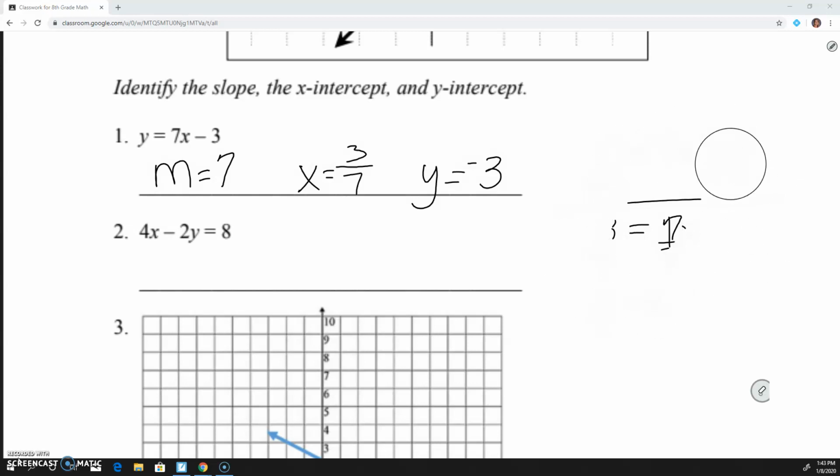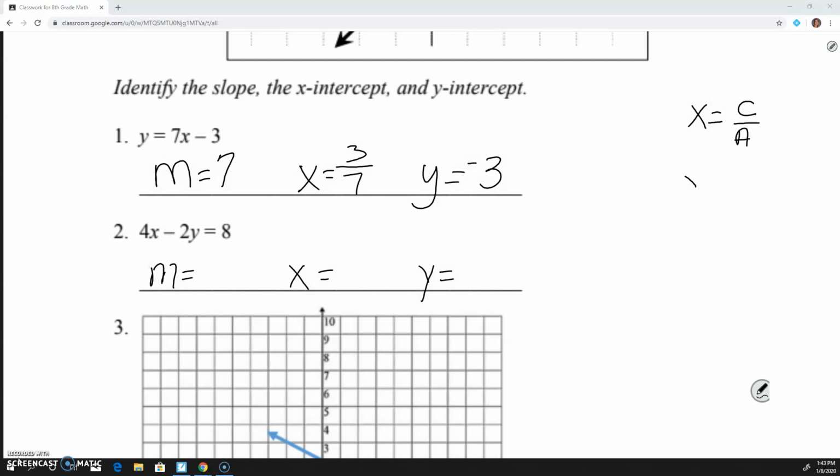Okay, on your next one, I want you to find m, x, and y. M equals, x equals, y equals. And remember, you can use your shortcut. X is whatever c is divided by a. Y is c divided by b. And m, you make a negative, and you divide it by b. This is always your a with x, b with y, c by itself.